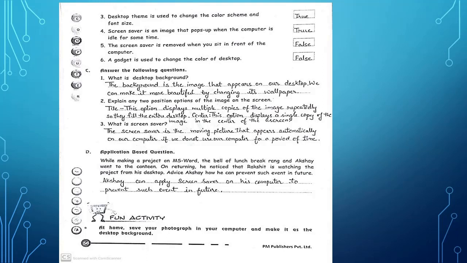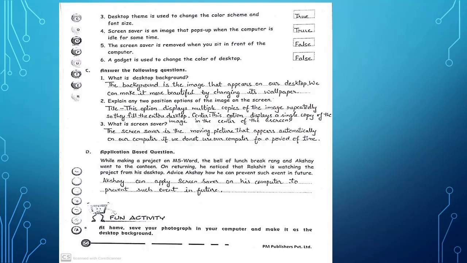Now the fifth statement, the screensaver is removed when you sit in front of the computer. No. To remove the screensaver, we have to touch any key from the keyboard or we have to move the mouse. The next statement is a gadget is used to change the color of the desktop. False. Okay children, so gadget is not used to change the color of the desktop. Hence, this statement is totally false.